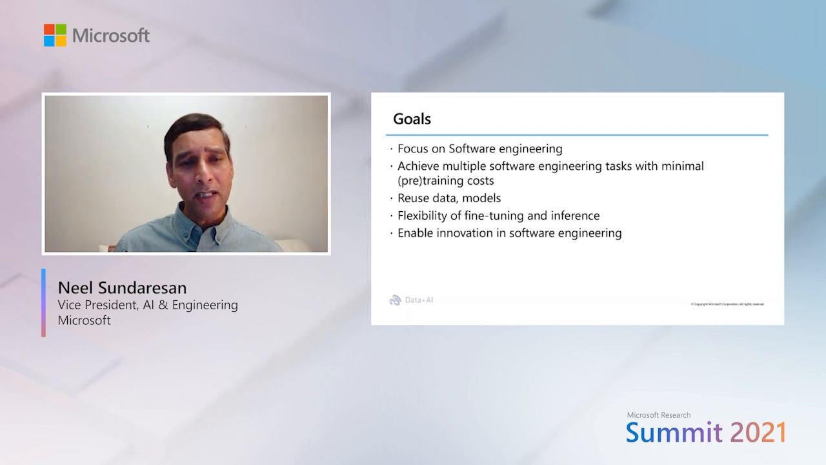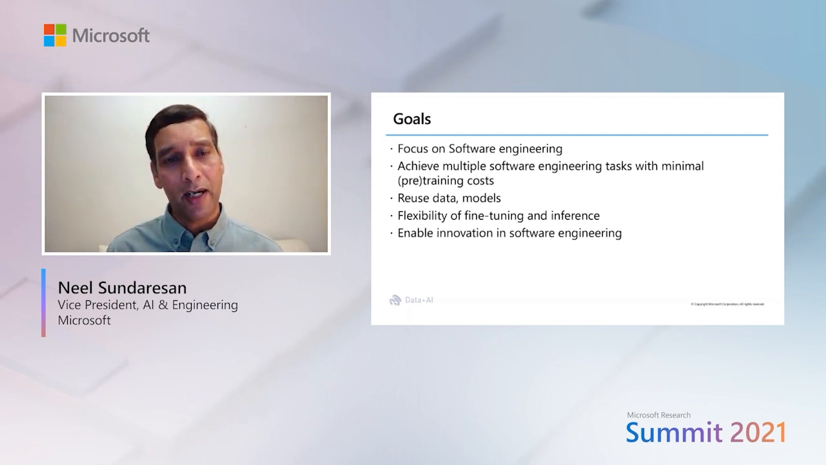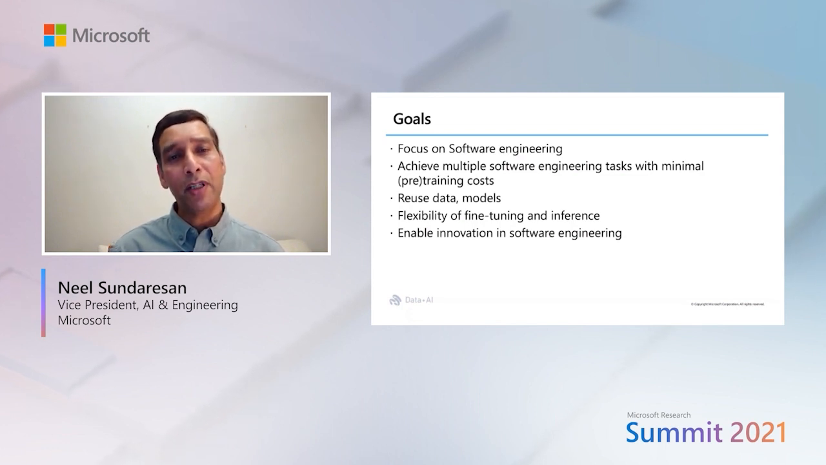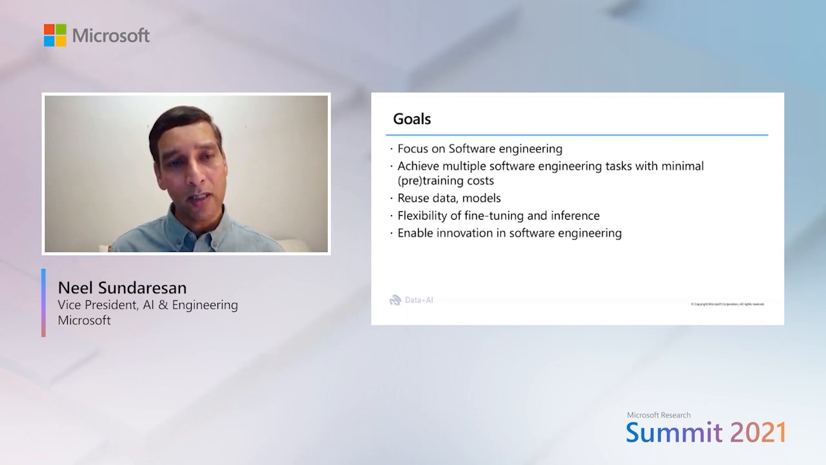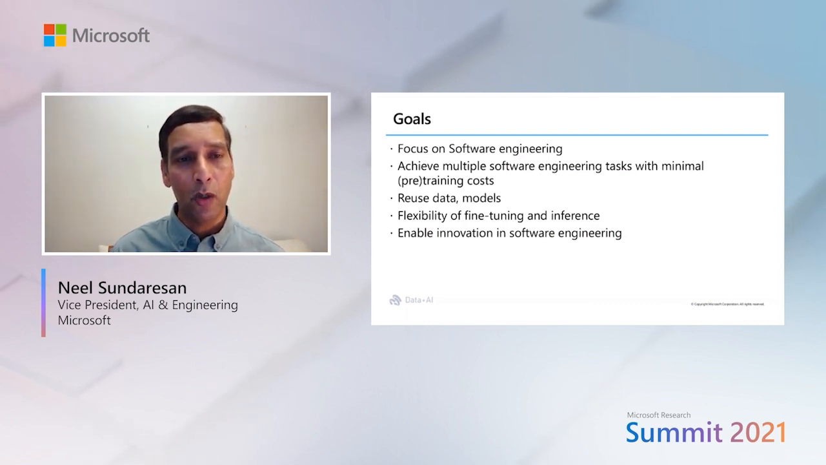So, with this in mind, we said, okay, we got one thing right. So can we do other software engineering tasks? One thing is we're going to focus only on software engineering tasks. And can we achieve multiple software engineering tasks with minimal amount of pre-training costs? Which means when we build these foundational models, they need to know only about things that are related to software engineering. That could be text, that could be code, that could be documentation related to software.